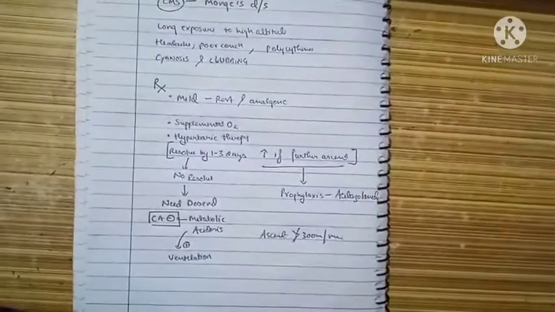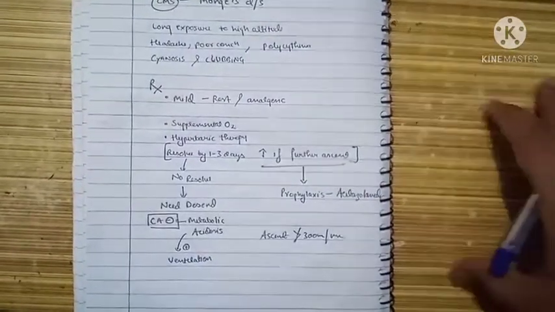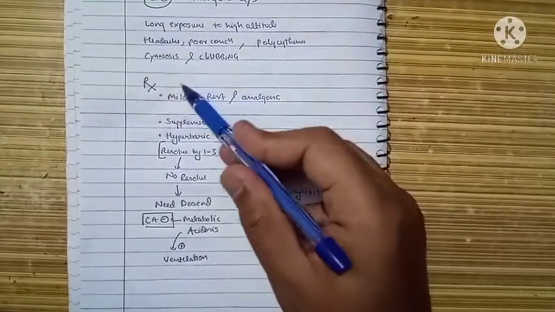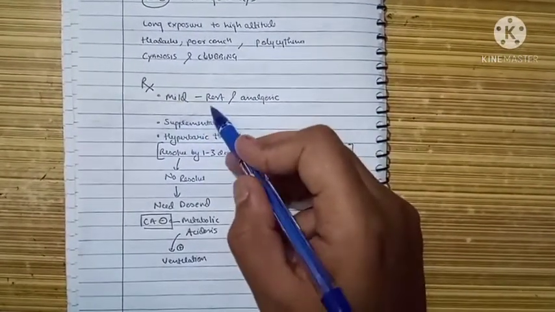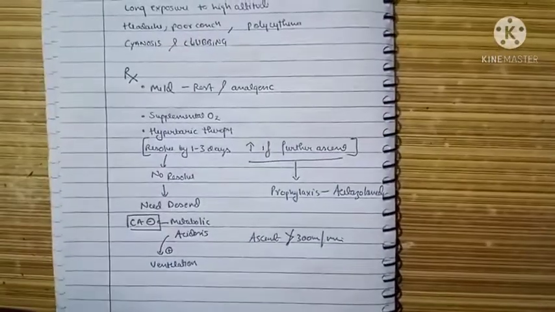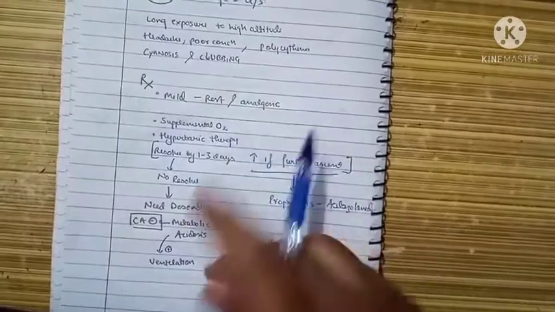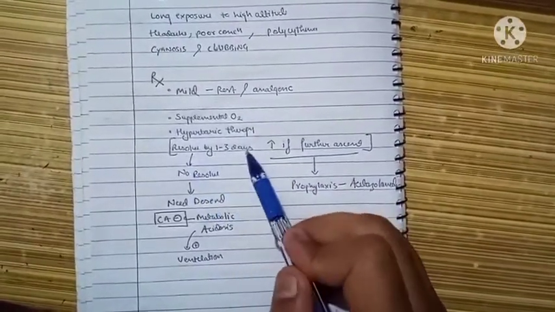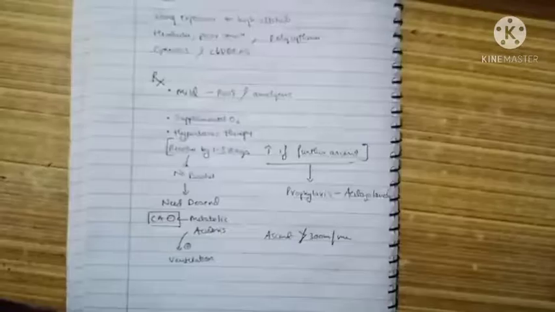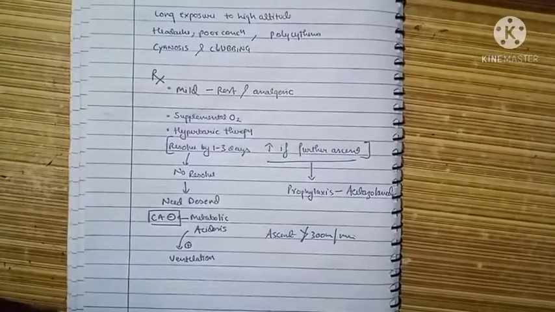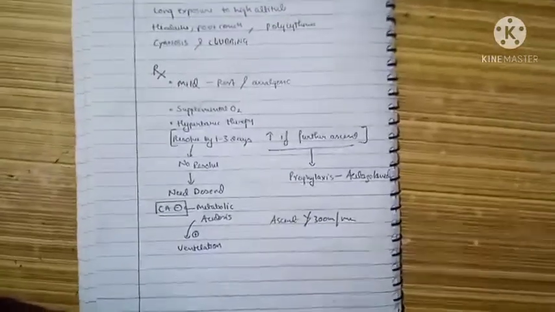Now we will try to understand how we treat patients with acute mountain sickness. Whenever the patient has mild symptoms, we advise the patient rest and analgesics for pain. We give supplemental oxygen and hyperbaric therapy. If the patient does not resolve in 1 to 3 days, then we have to advise the patient to descend from the area. We also give a carbonic anhydrase inhibitor.